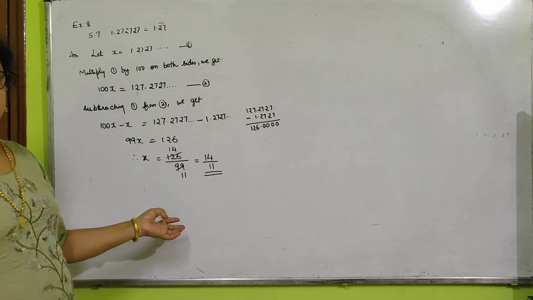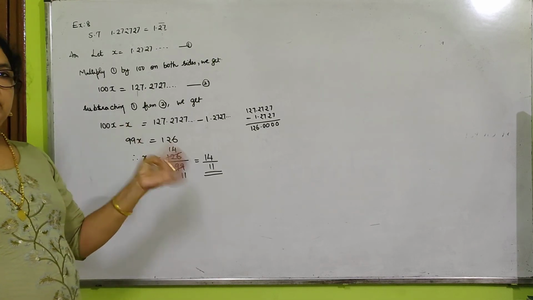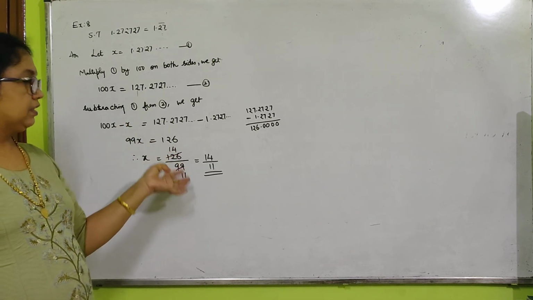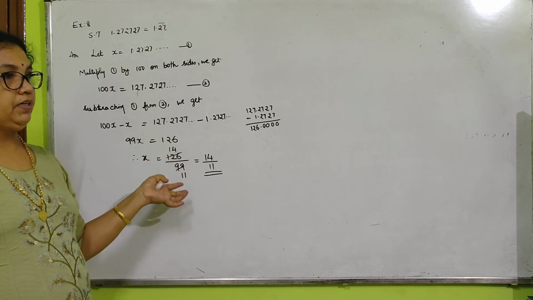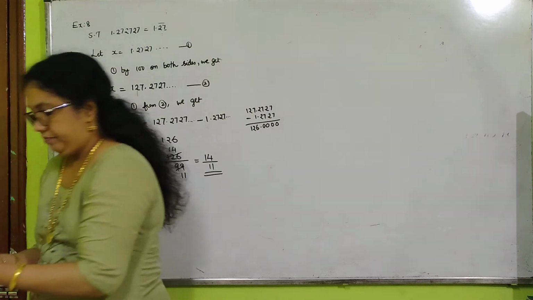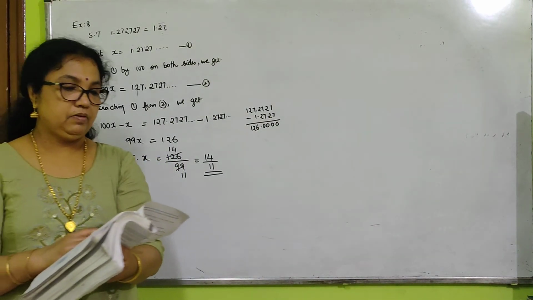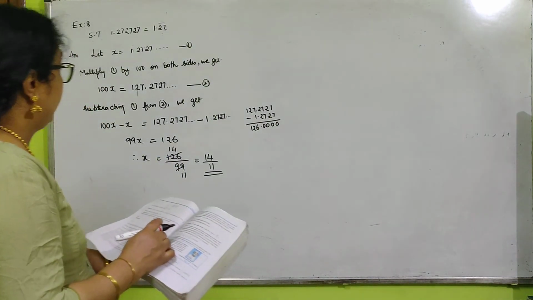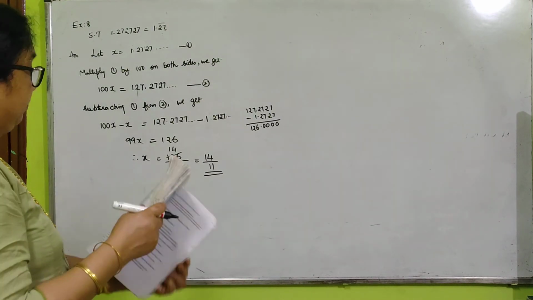After getting this number, you have to check whether it is further divisible or not. If it is, you have to cancel. Now example 9.